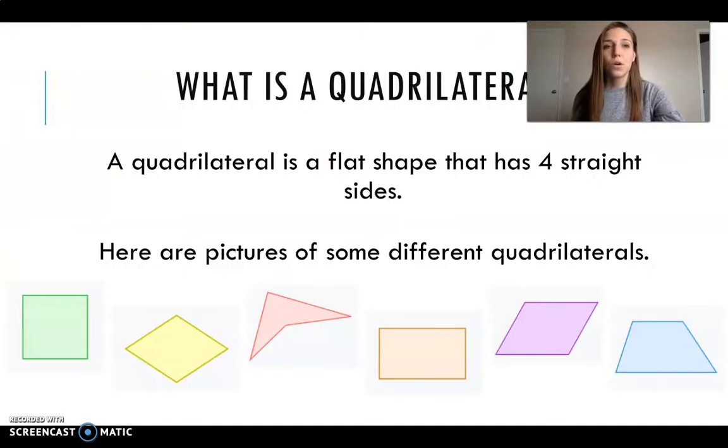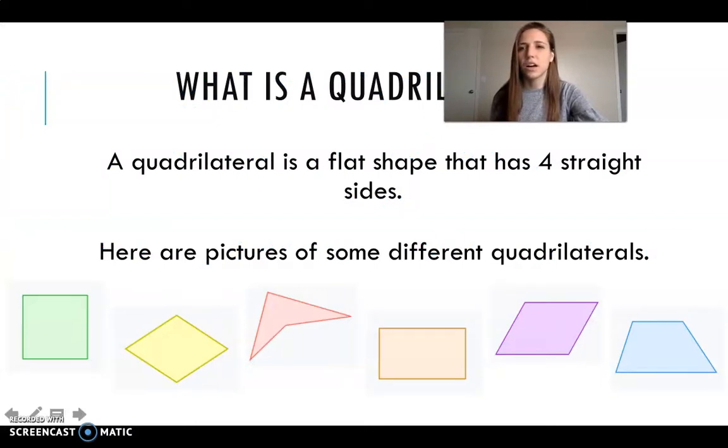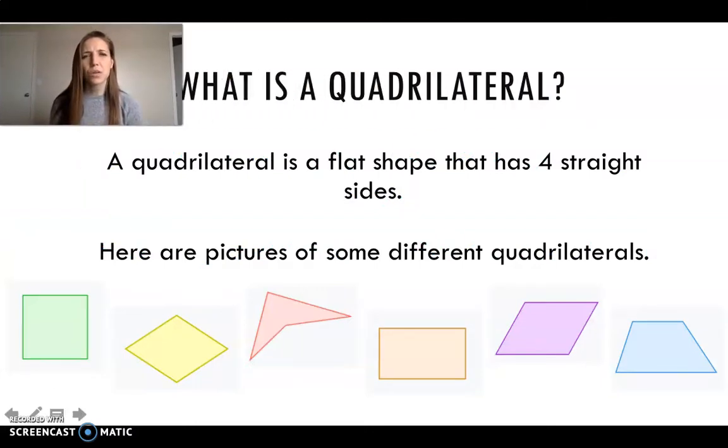Okay, before we dive into meeting the family, I just want to really quick go over what exactly is a quadrilateral. Well, a quadrilateral is a flat shape that has four straight sides. Down below you can see different quadrilaterals that I've put on here. One thing that all of these shapes have in common is that they all have four sides. They're all quadrilaterals. Even though they look a little different, they're all quadrilaterals. Each one of these has a certain name, and we're going to learn about just a couple of them in our quadrilateral family today.